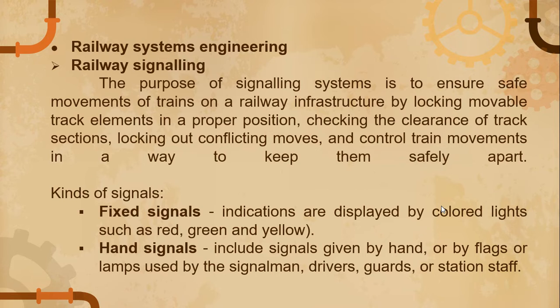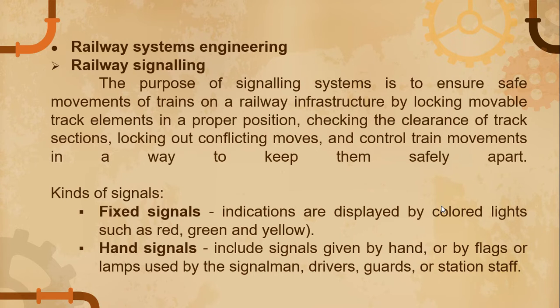So last subfield is railway system engineering. Under doon merong 5. Una doon yung railway signaling. The purpose of signaling system is to ensure safe movements of train on a railway infrastructure by locking movable track elements in a proper position, check the clearance of track sections, locking out conflicting moves, and control train movements in a way to keep them safely apart.